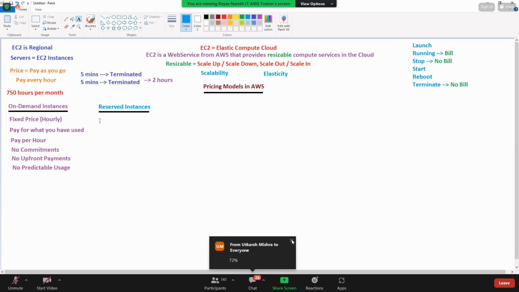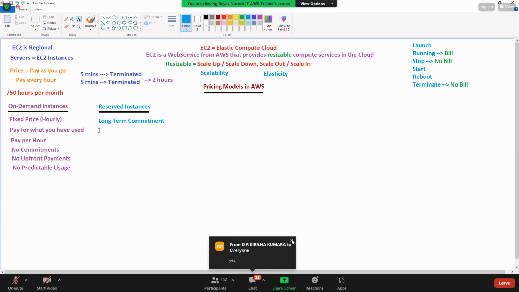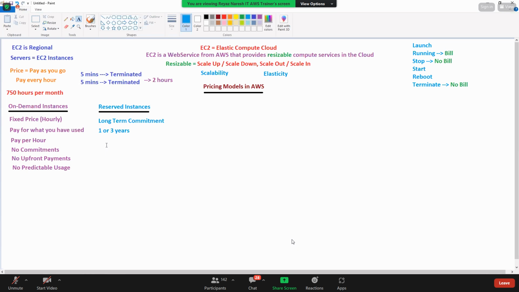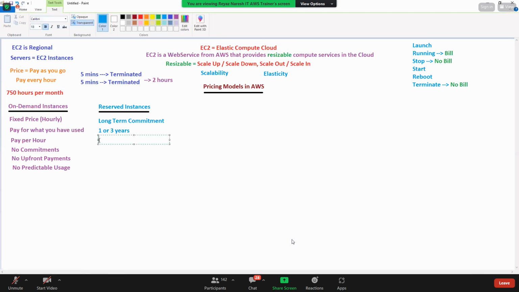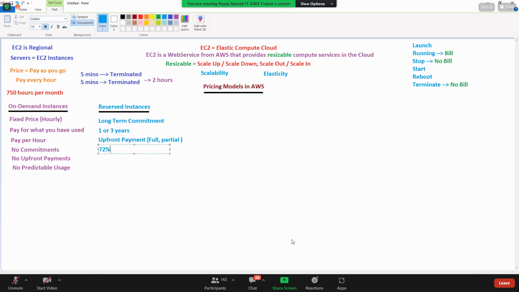But in this case, you are doing a long-term commitment. Yes, it is a long-term commitment. And AWS will say, you need to commit at least 1 or 3 years. How many years of commitment? 1 or 3 years. And you need to do upfront payment. Either you can do the full payment or you can do the partial payment. And how much discount do you get? 72% discount on the hourly price.